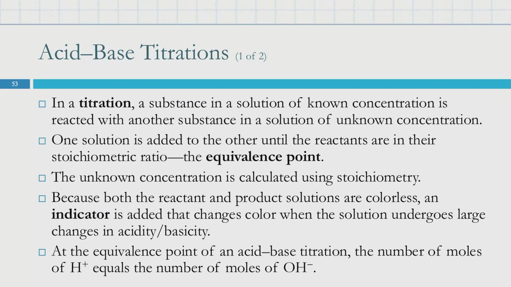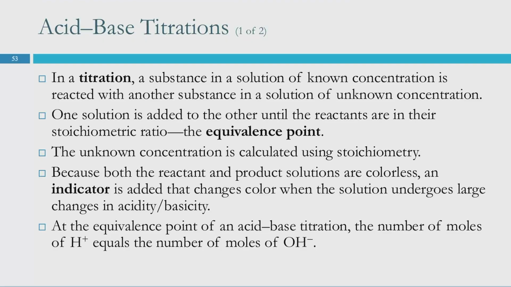What we'll be doing next week in lab is an acid-base titration. So in a titration, a substance that we have in a solution of known concentration is reacted with another substance in a solution of unknown concentration. We know what the solutions are, we just don't know the concentration of one of them. So one of them will be the acid, the other one will be the base. And because we know what their reactants are, and we know the ratio that they react with each other, we can do some calculations to figure out the concentration of the unknown.